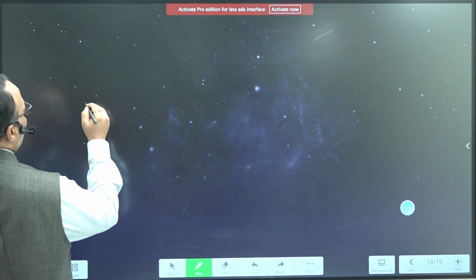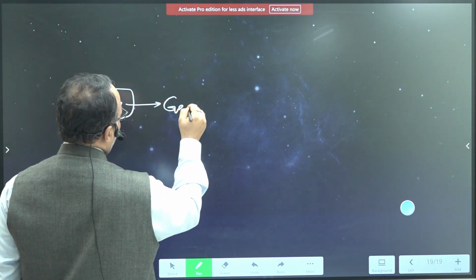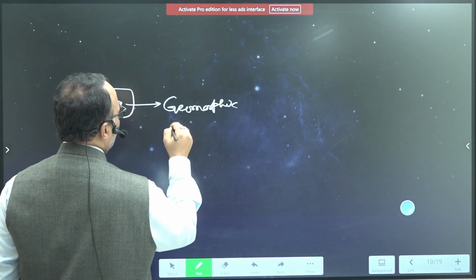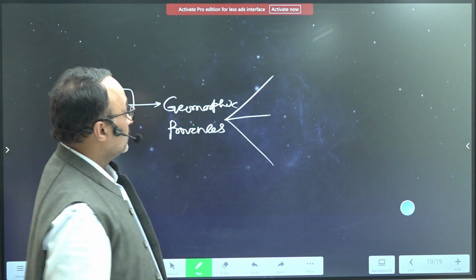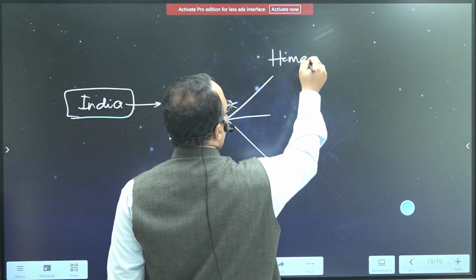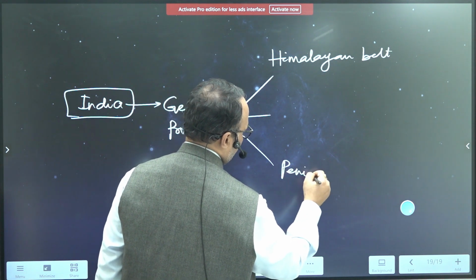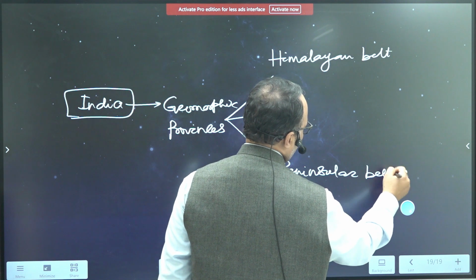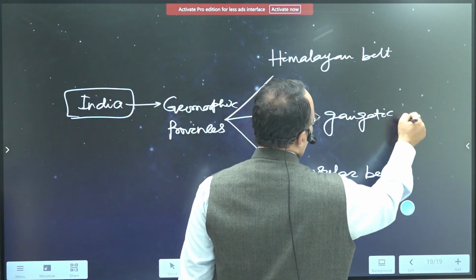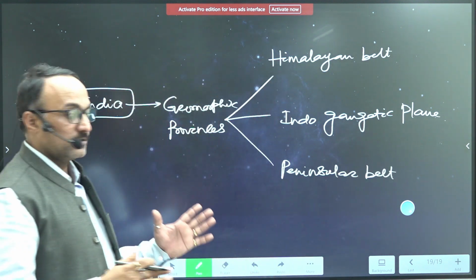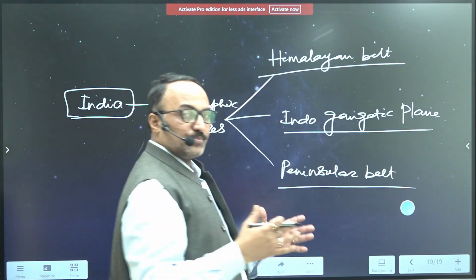Likewise, if you divide India into geomorphic provinces, then broadly there are three major provinces. They are the Himalayan belt, the peninsular belt, and in between the Indo-Gangetic plain. All the three units have their distinct features because they have evolved over millions of years with different processes.